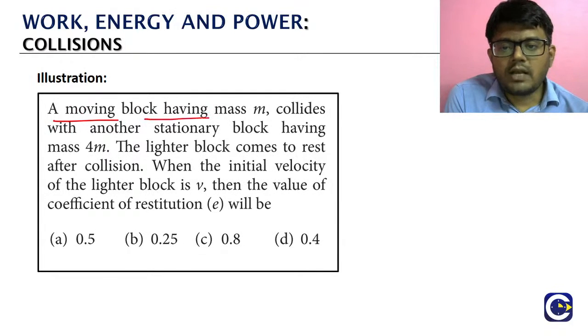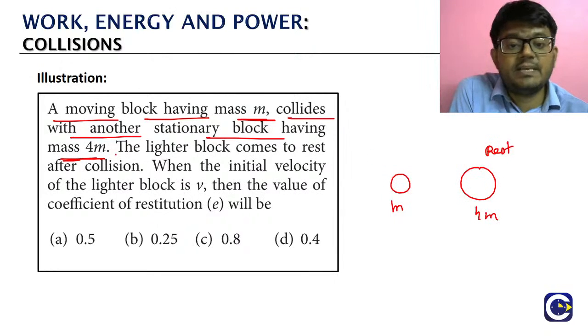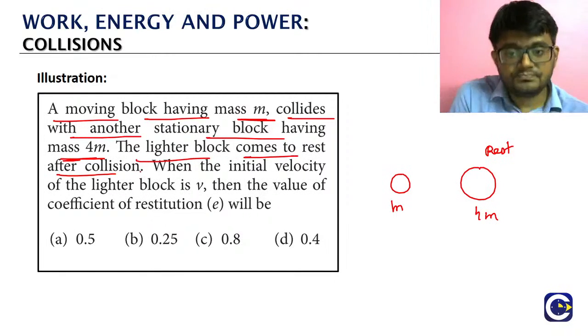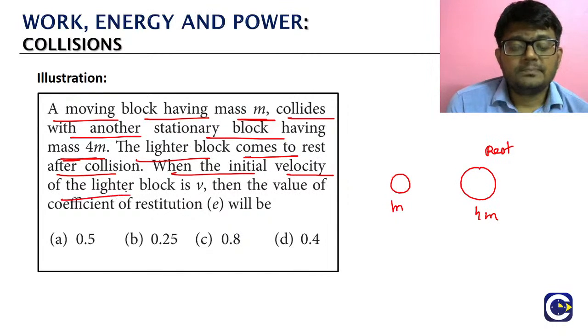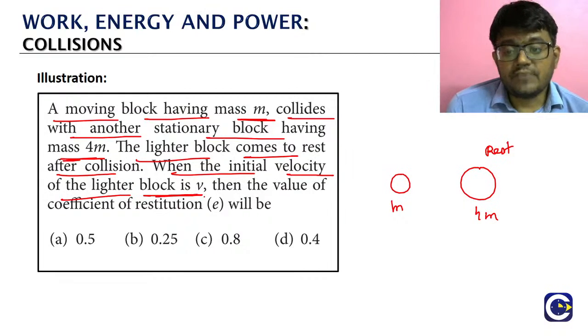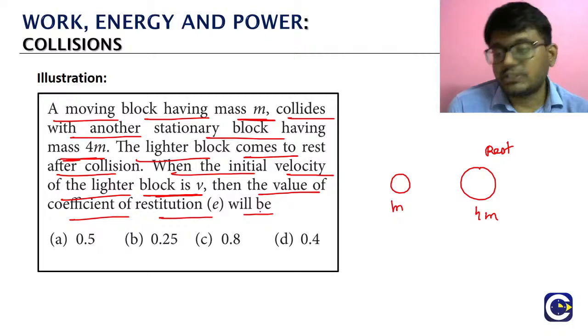A moving block having mass m collides with another stationary block having mass 4m. Look at this, mass m is colliding with 4m, which is at rest. Stationary means it is at rest. The lighter block comes to rest after the collision when the initial velocity of the lighter block is v. Then the value of the coefficient of restitution is how much?